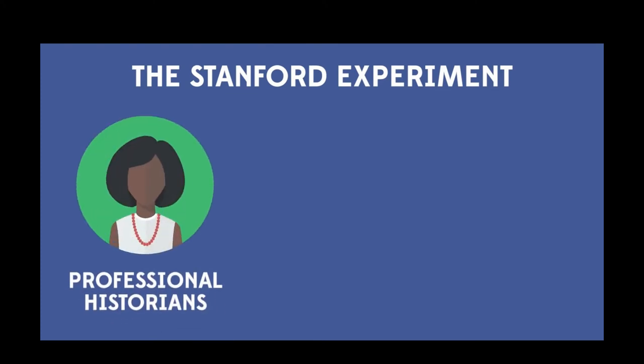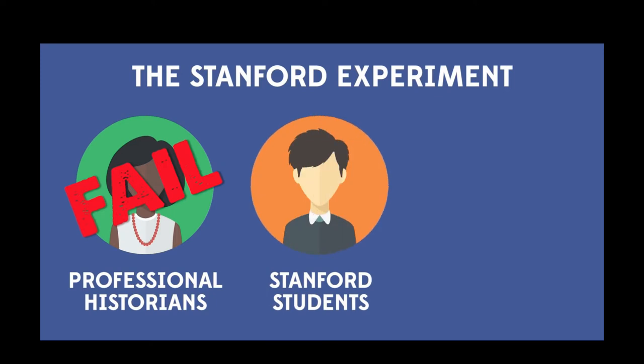First, let's talk about the historians. Half of the historians couldn't say for sure which site was the more credible site. The Stanford students, how did they do? 65% actually chose the website considered by many to be a hate site as the more credible source.